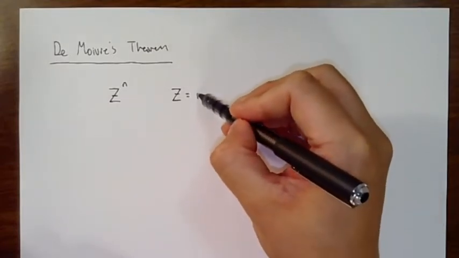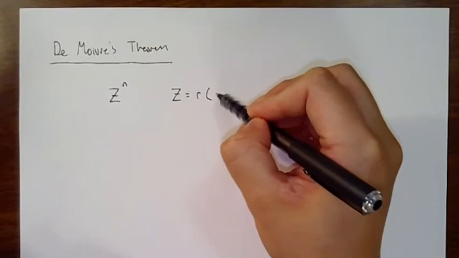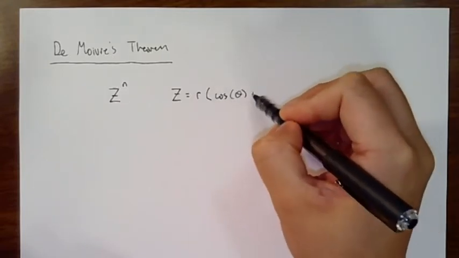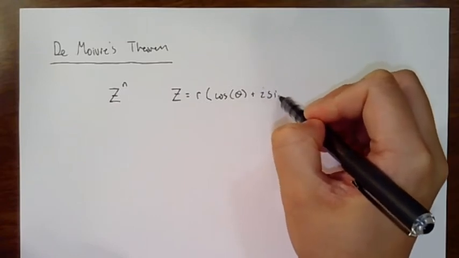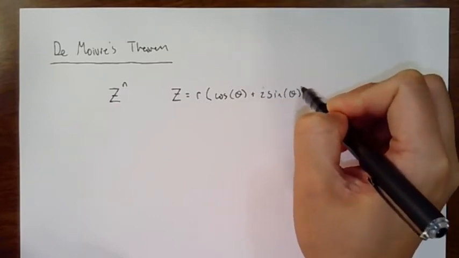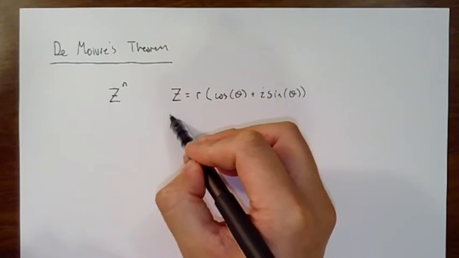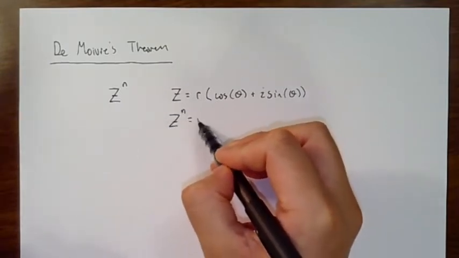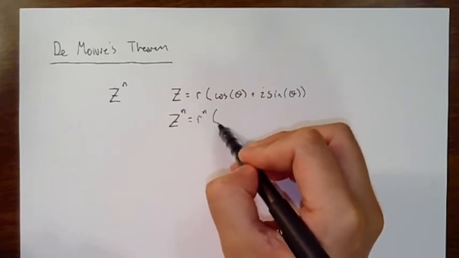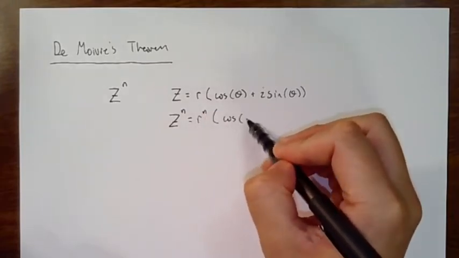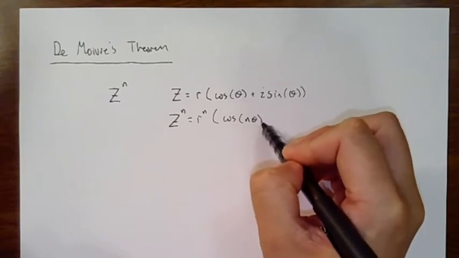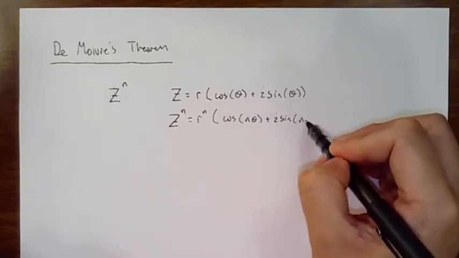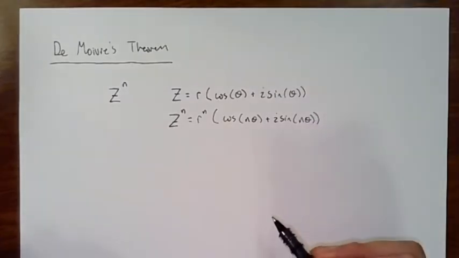And just to review, trigonometric form is z equals r times cosine theta plus i times sine of theta. And what de Moivre's theorem says is that if you raise z to the nth power, you get r to the nth power times the cosine of n theta plus i times sine of n theta.